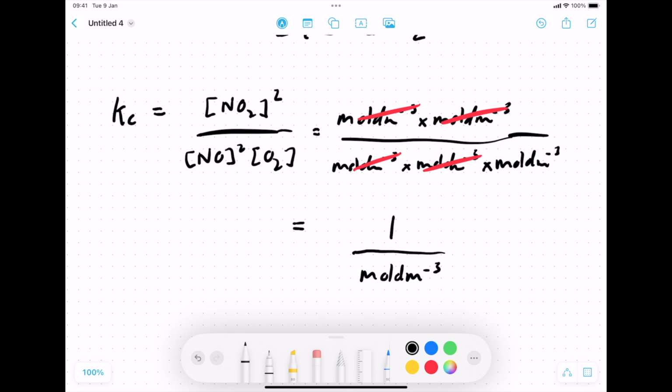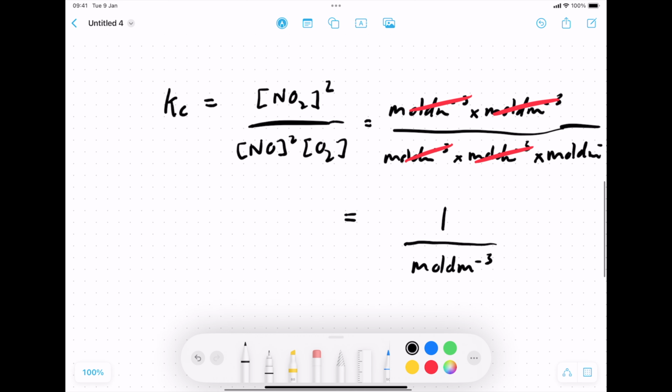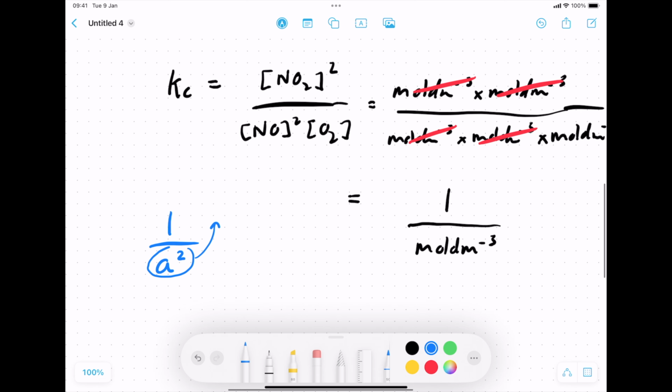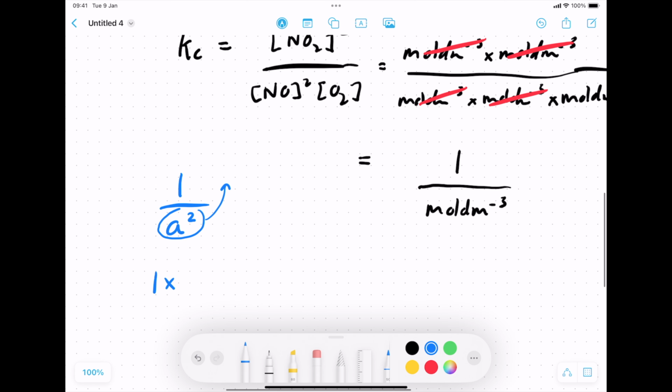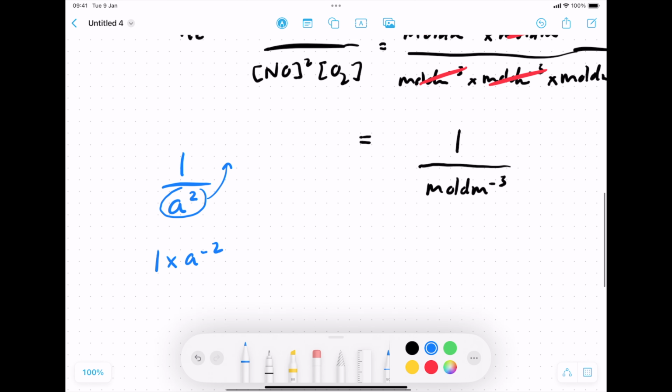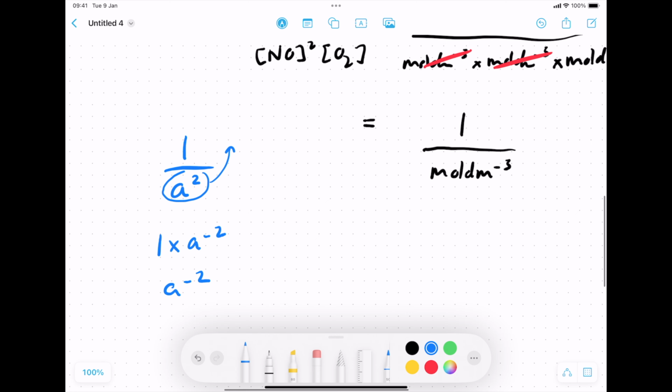Now, you can leave it like that, but it's good practice to express the units on the top line. So just something from maths first of all. You may remember from indices that if you have, for example, a term on the bottom of a fraction, the denominator, when that term goes to the top, the sign of the index changes. So that would become 1 times a to the minus 2, or in other words, a to the minus 2.